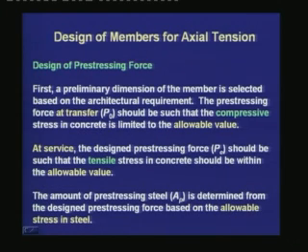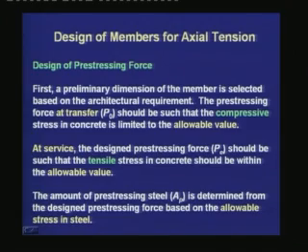First, a preliminary dimension of the member is selected based on the architectural requirement. The prestressing force at transfer, which is represented as P0, should be such that the compressive stress in concrete is limited to the allowable value. At service, the design prestressing force, which is represented as PE, should be such that the tensile stress in concrete should be within the allowable value. The amount of prestressing steel AP is determined from the design prestressing force based on the allowable stress in steel.